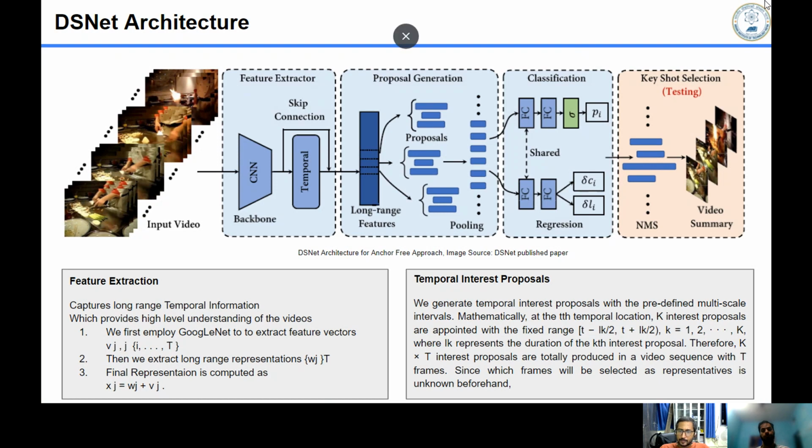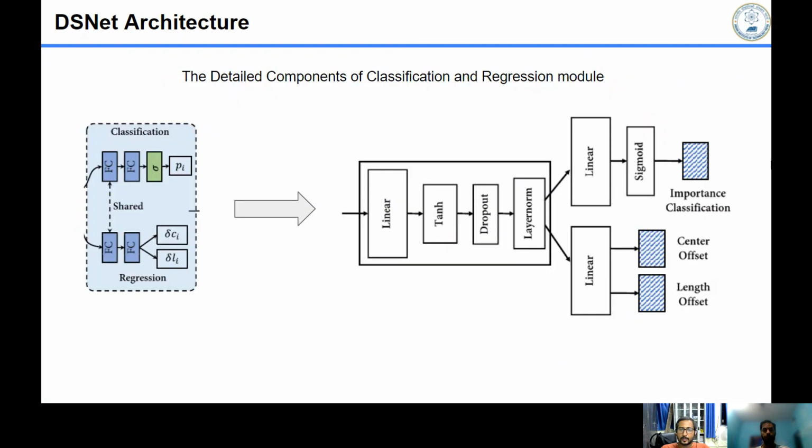And next, for the classification, the detailed components are the classification and the regression module. In this, we first do the parallel components into the linears, and then we apply the tanh and the dropout, and thereafter we provide some offsets, and then we classify the important segment scores separately.